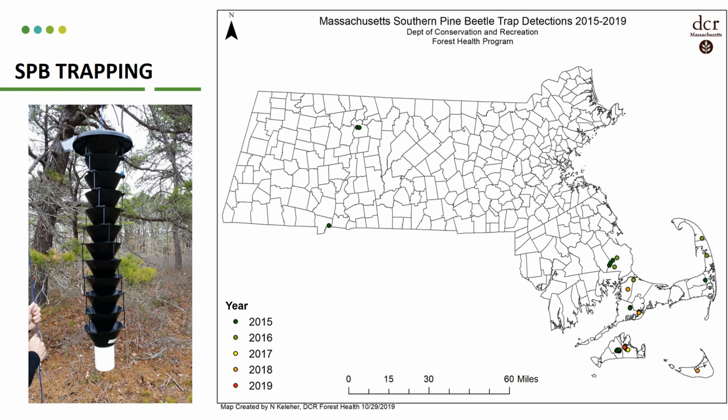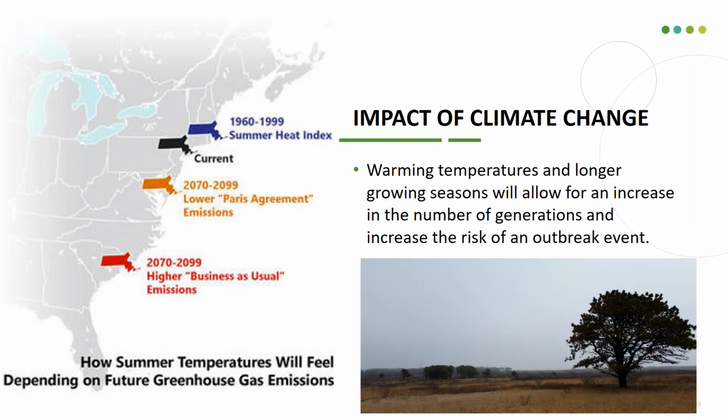The area that we see it most repeatedly caught year after year is on Martha's Vineyard. We don't know at this time if there's a low-level population that lives there, or since it is the closest point to us from Long Island, if they do blow in on the wind from Long Island out to Martha's Vineyard every year. We will continue to monitor throughout the state, and if we did find a pocket where we find infested trees, we would try to take rapid action to minimize the impact of that outbreak event. But as the climate changes, we're going to be moving to warmer and warmer temperatures.